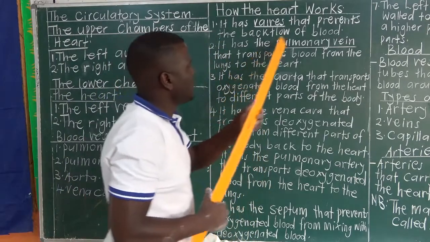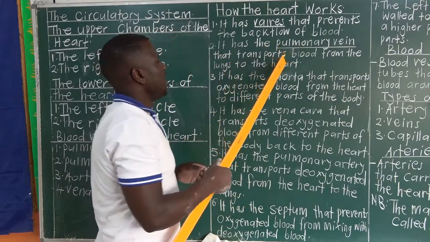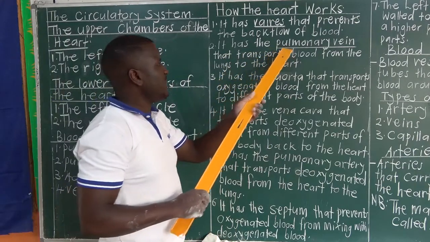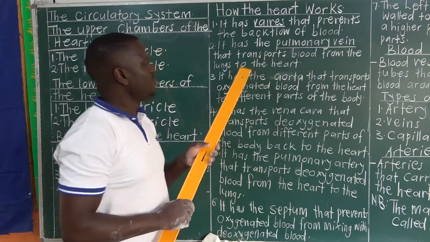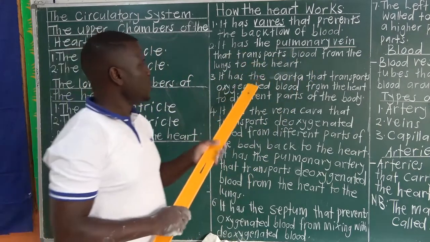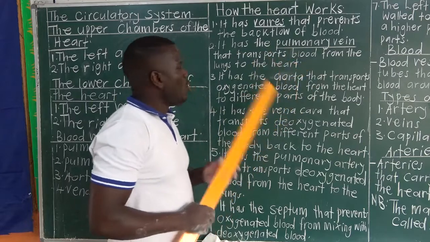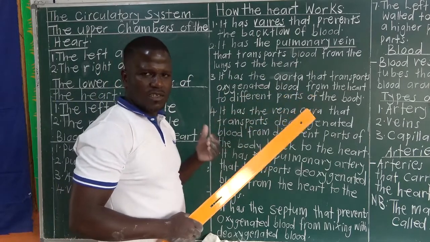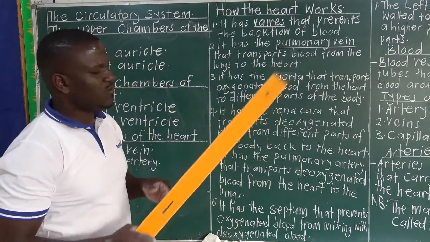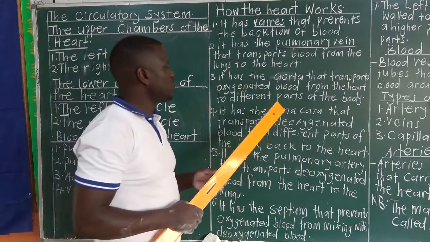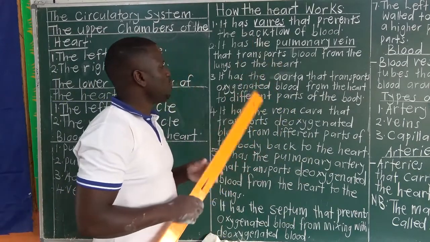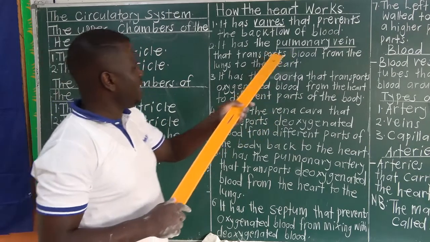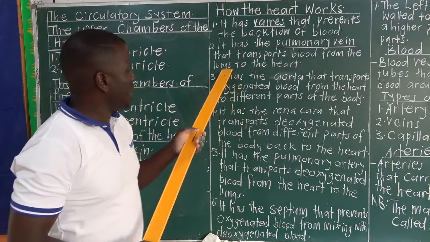The heart has the pulmonary vein that transports oxygenated blood from the lungs to the heart. So this pulmonary vein's major function is to transport oxygenated blood from the lungs to the heart. Now, what is oxygenated blood? Oxygenated blood is blood with oxygen. So this blood goes to the lungs to pick up oxygen. Then as it is transported from the lungs to the heart, it goes to different parts of the body. So this blood will be called oxygenated blood. So the pulmonary vein transports oxygenated blood from the lungs to the heart.